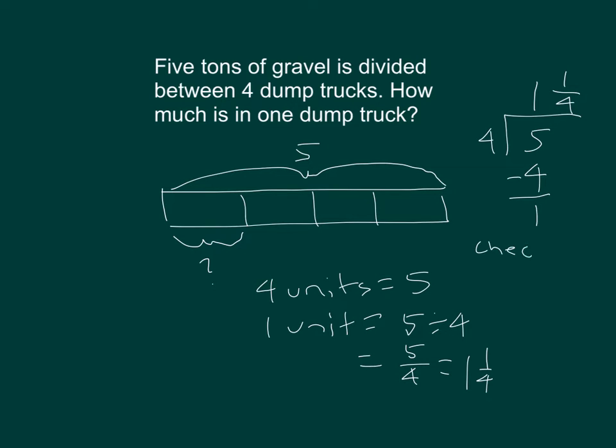Here's our check. 4 times 1 1/4, which is equal to 1 1/4, plus 1 1/4, plus 1 1/4, plus 1 1/4. 1/4, 1/4, 1/4, 1/4 is 4/4, which is 1. And we have 2, 3, 4, and 5. So it does check.